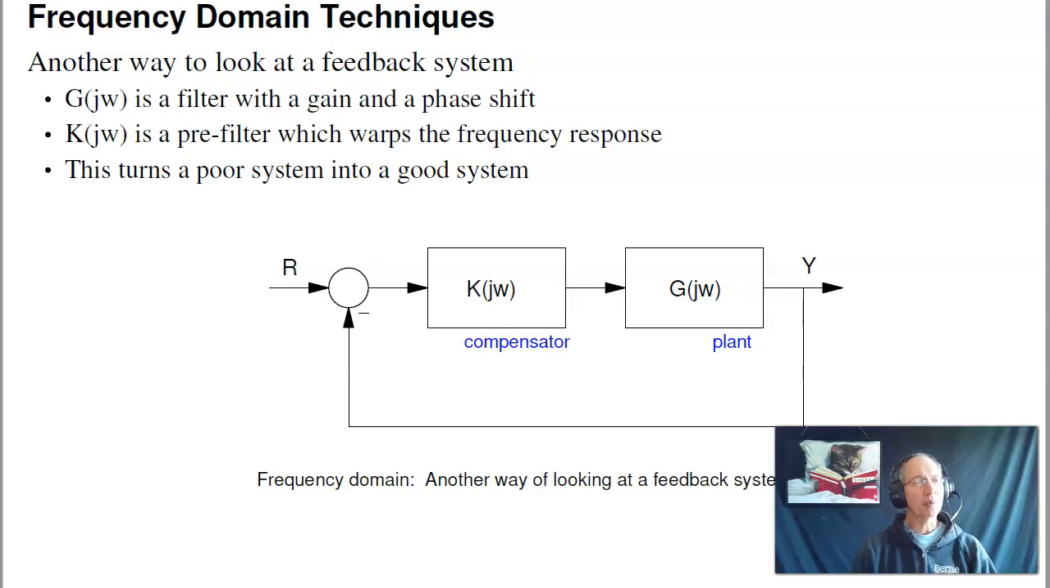A different way of looking at the system is from the frequency domain. Here, the plant is a filter. Let s go to j omega, apply a sine wave in and get a sine wave out, but it has a gain and phase shift, i.e. it's a filter. If I close the feedback loop around this system, sometimes the filter works well, sometimes it works poorly. If I have a poor system, add a pre-filter, K of j omega, that warps the frequency response, turning a bad system into a good system. So that's a different way of looking at it. That's the approach we'll be looking at for the rest of the semester.